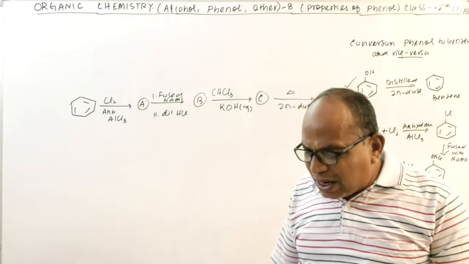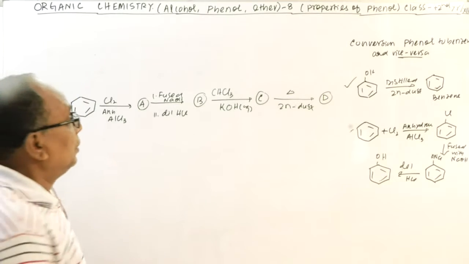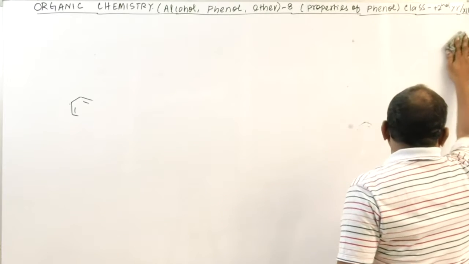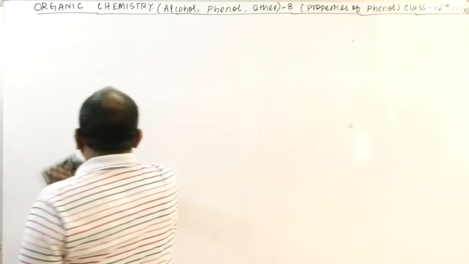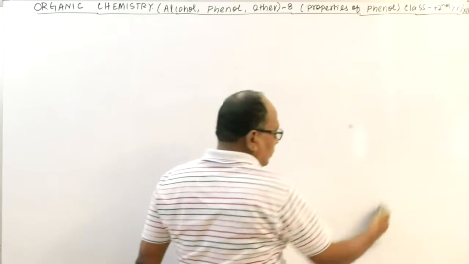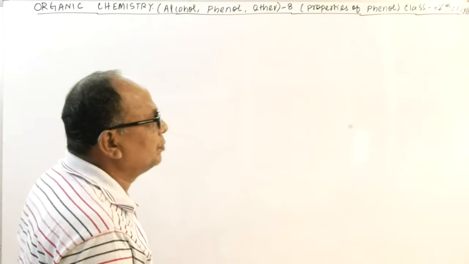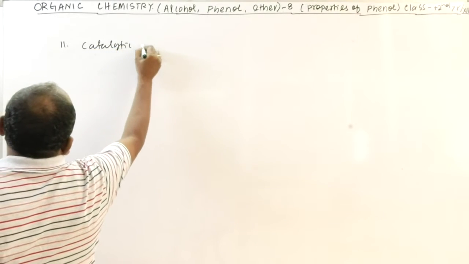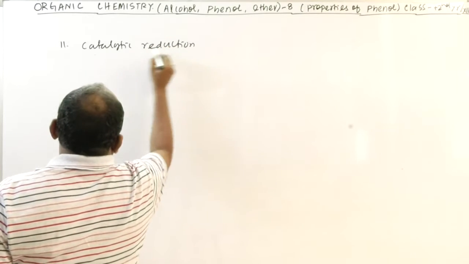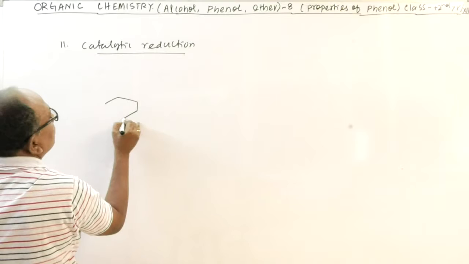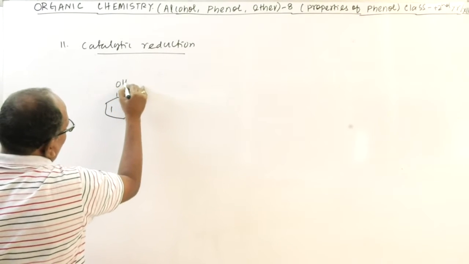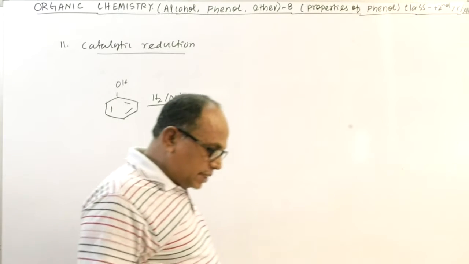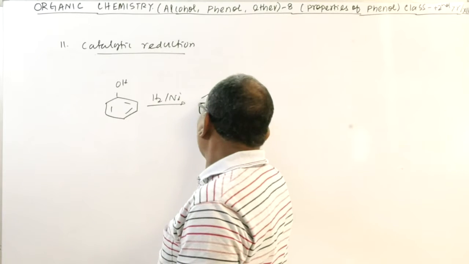Okay, students. Similarly, there are many conversions. So this is the reduction of phenol by zinc dust. Next come to catalytic reduction. In catalytic reduction, phenol is reduced with hydrogen in the presence of nickel. You know, it is a very strong reducing agent. It can reduce the double bond.